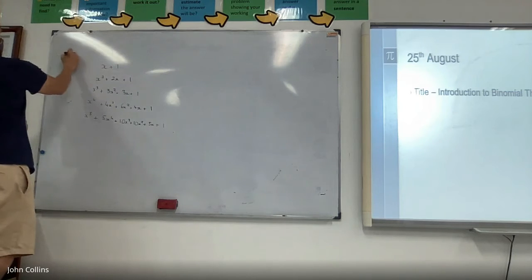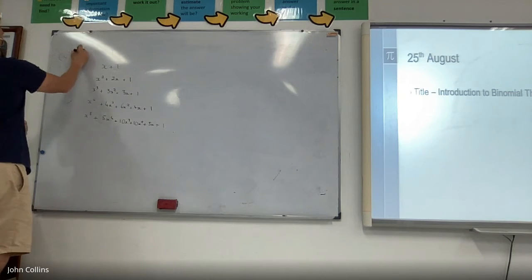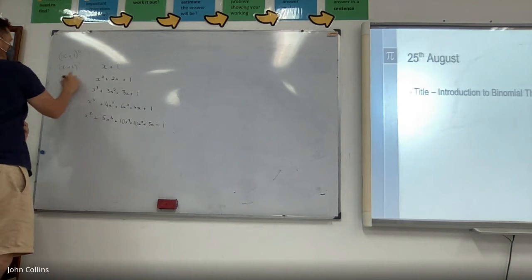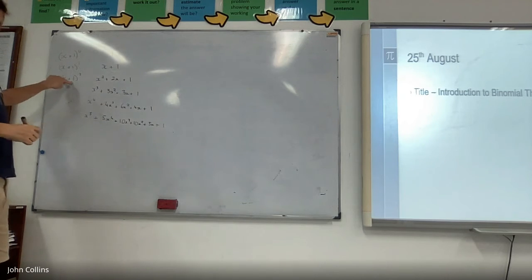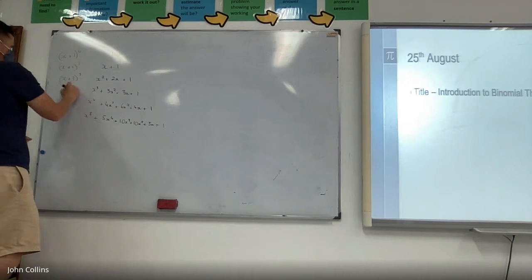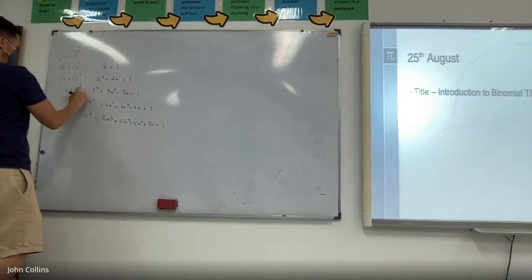So this, remember, was x plus 1 to the power of 0, x plus 1 to the power of 1, x plus 1 to the power of 2. So a binomial to a power. That's what we're looking at. A two-term thing to a different power. Out of these, we're going to form, hopefully, a theorem of some sort.